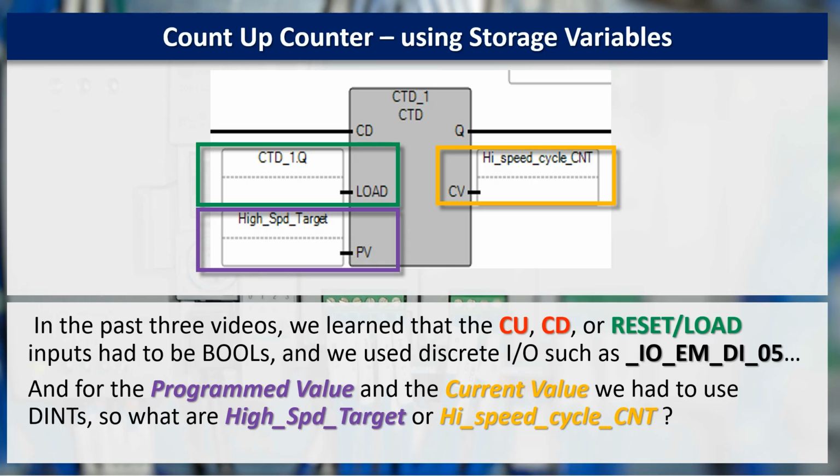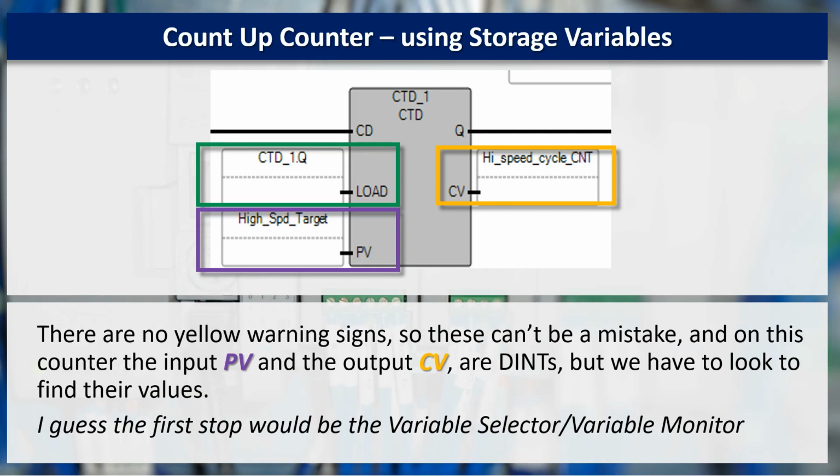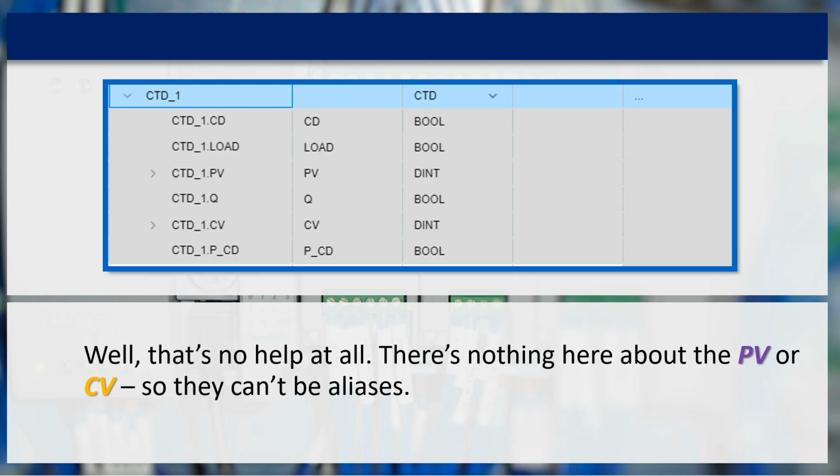So in our example here, what are high-speed target or high-speed cycle count? There are no yellow warning signs, so this can't be a mistake. And this counter input, PV and CV, are dints, and we have to look to find their values. Well, I guess the first step would be the variable selector or variable monitor. Well, that's no help at all. There's nothing here about the PV or CV, so they can't be aliases. So, what exactly are they?